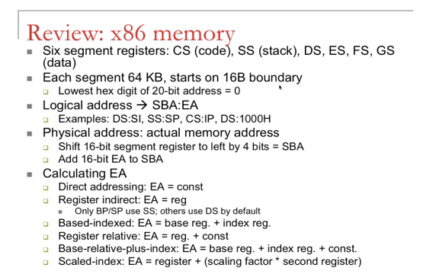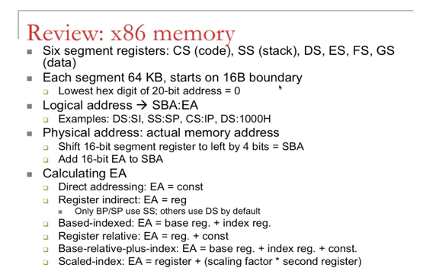In assembly language programs, the programmers care about the logical address in the form SBA and EA. SBA stands for segment base address, EA stands for effective address. And then we have some examples. DS colon SI: in this case, the segment base address is in the DS register and the effective address is in SI.